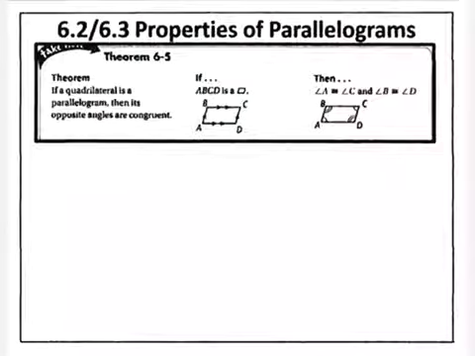Theorem 6.5. If a quadrilateral is a parallelogram, then its opposite angles are congruent. So if you know that it's a parallelogram, you can assume, or you can pretty much guarantee, that the opposite angles will be congruent. So in this case, B is congruent to D, and C and A are also congruent. Opposite angles kind of means diagonal from one another.